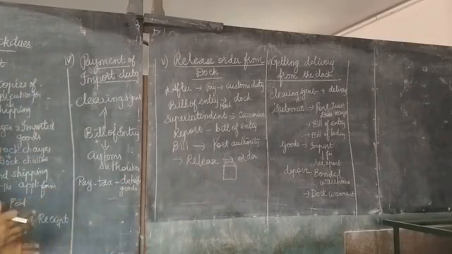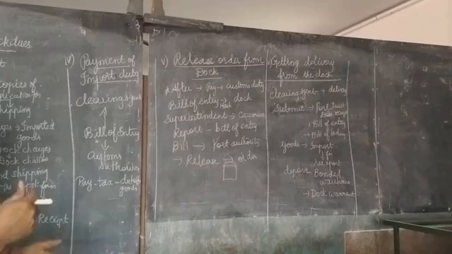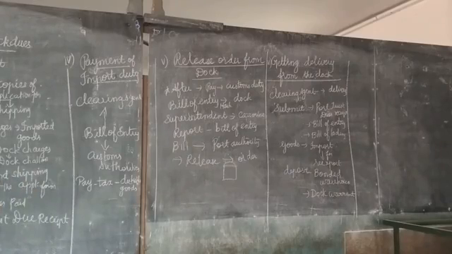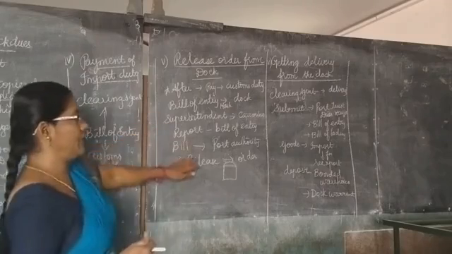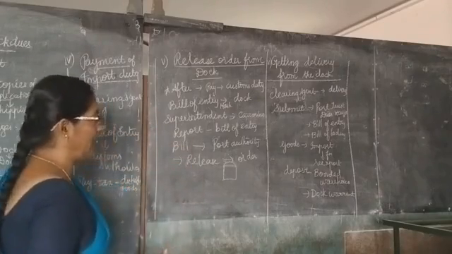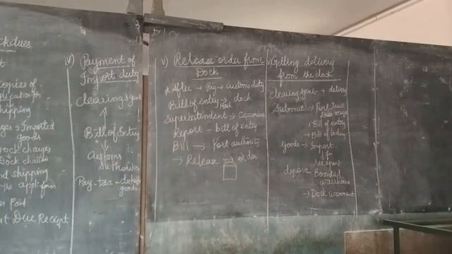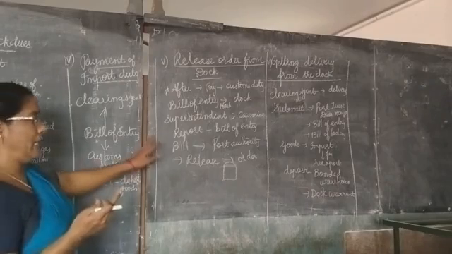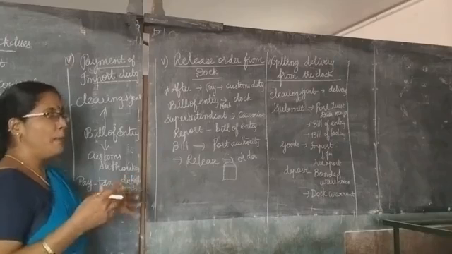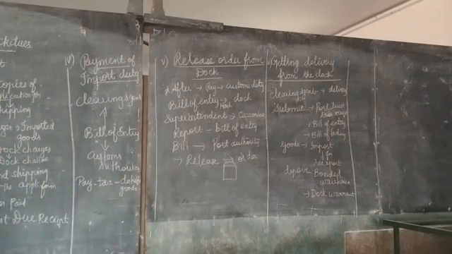Then the order is released from the dock. From the shipment, from the port, the goods must reach the concerned ordered person, isn't it? So after the payment to the customs authority, the bill of entry has to be marked by the dock. Who will mark that? The superintendent or the examiner of the port will mark the bill.